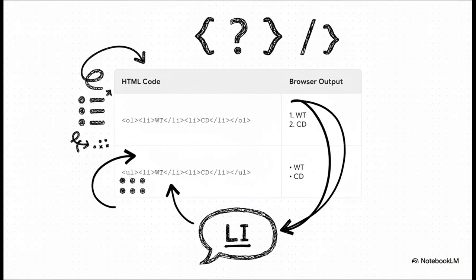And here you can see the difference perfectly. We've got the exact same items. When you wrap them in OL tags, you get a numbered list. When you wrap them in UL tags, you get bullet points. And in both cases, that LI tag just means list item.